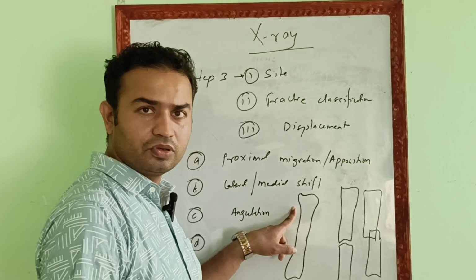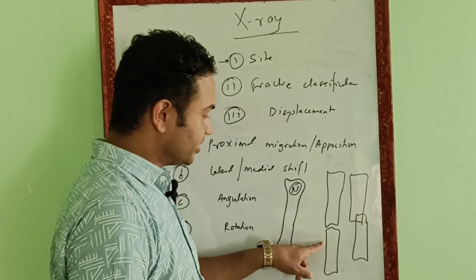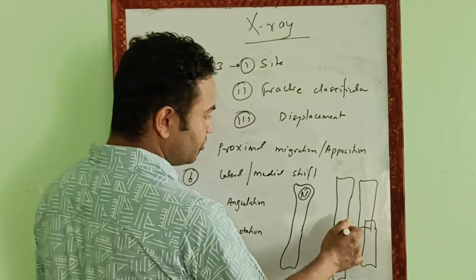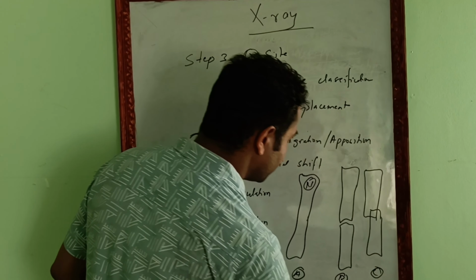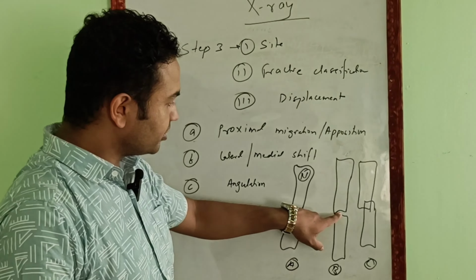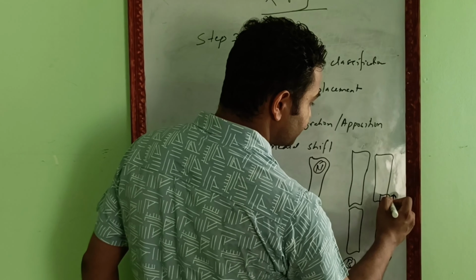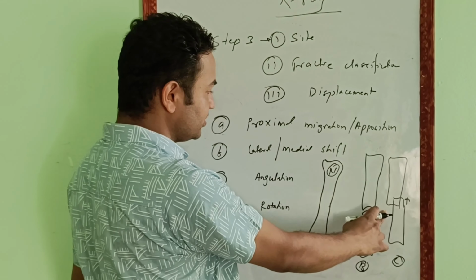Though my diagram is not so good, I will still try to explain with the diagram. Suppose this is the normal bone, and here a fracture occurs. This is picture A, this is B, and this is C. What you see here, this is the normal bone where the fracture occurs, with no displacement, but in fracture C you find the distal fragment sits proximally. So this is the proximal migration at the fracture site.